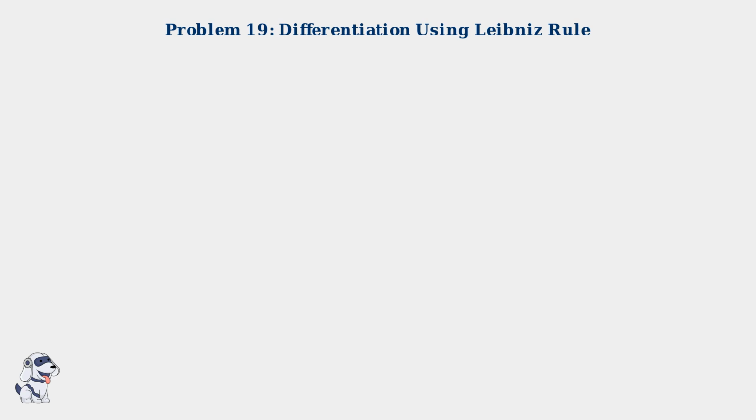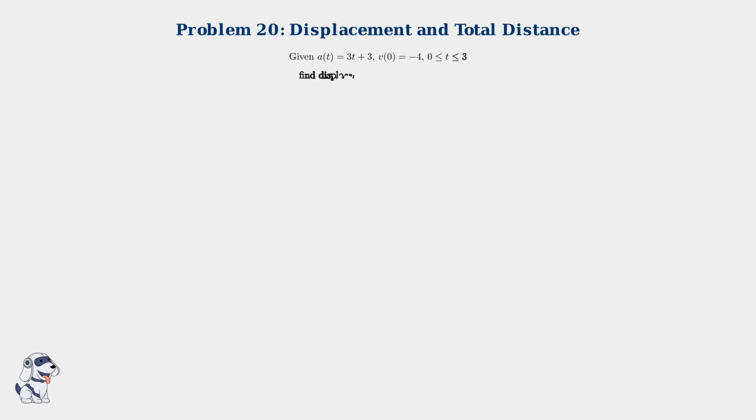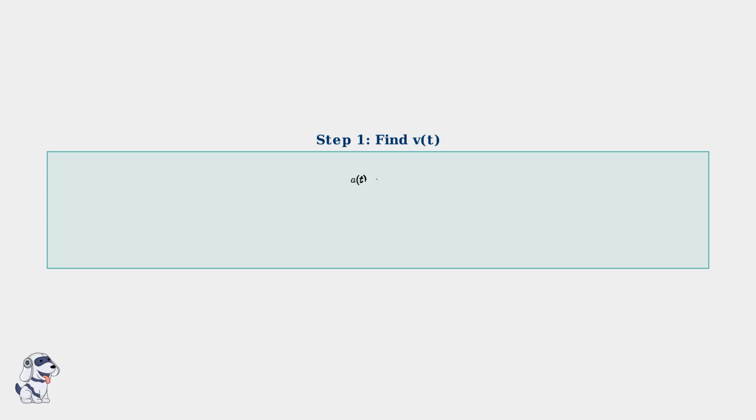Problem 20 asks us to find displacement and total distance given the acceleration function a of t equals 3t plus 3, with initial velocity v of 0 equals -4 over the interval from 0 to 3. First, we find the velocity function v of t by integrating the acceleration function a of t. Integrating 3t plus 3 gives us 3 over 2 t squared plus 3t plus c.